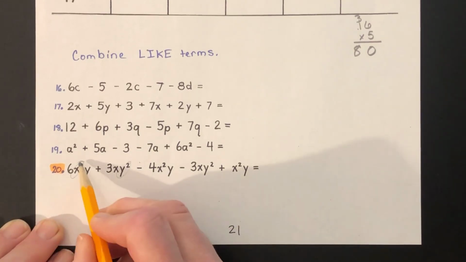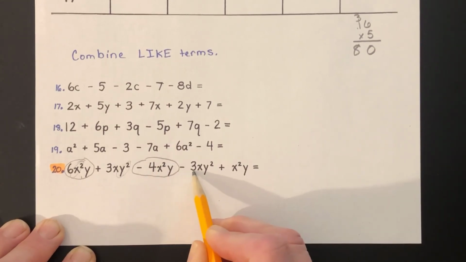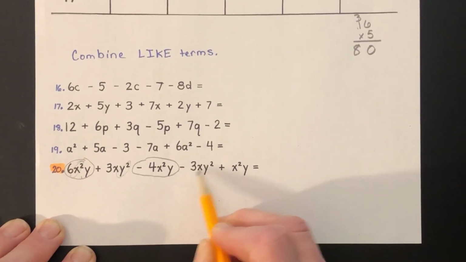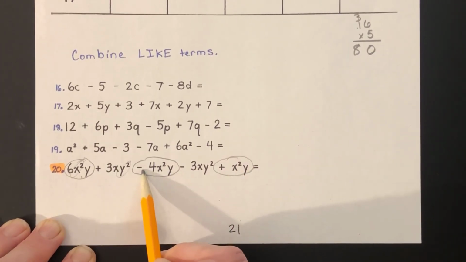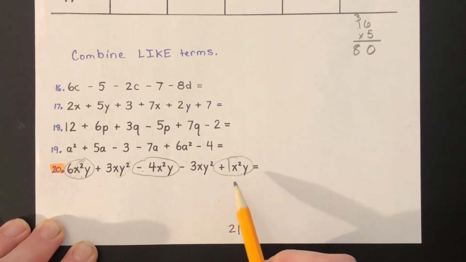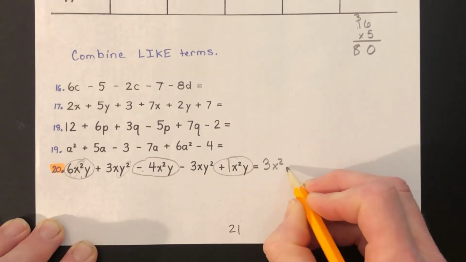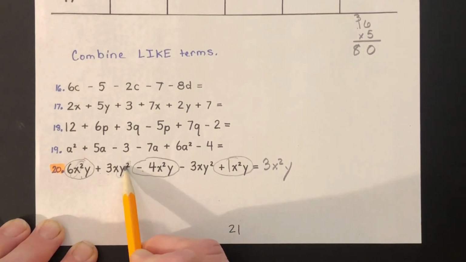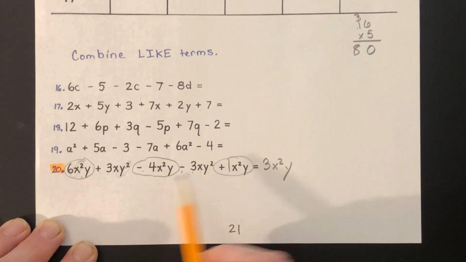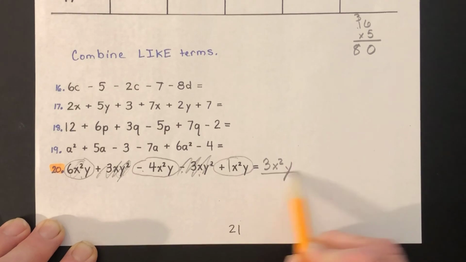So let's start with 6x squared y minus 4x squared y. It's a little challenging. I was going to circle that one. X squared. All right, so 6 minus 4 is 2. Plus 1 is 3. So that gives us 3x squared y. And then we have plus 3xy squared minus 3xy squared. Well, they're opposites, so they cancel. So we're done. That's 20.